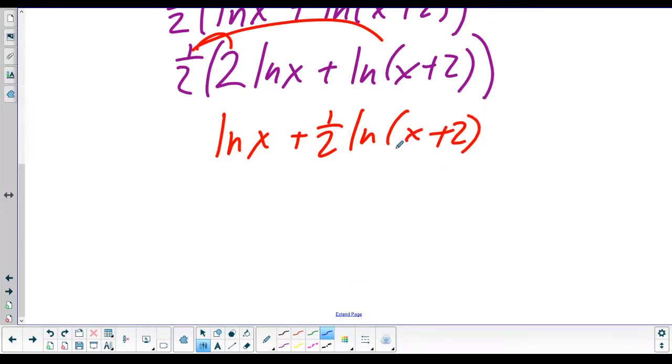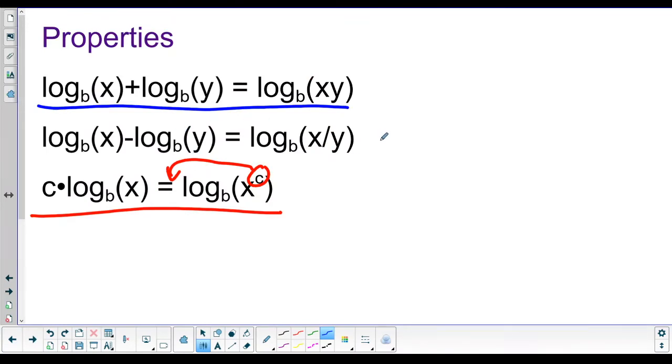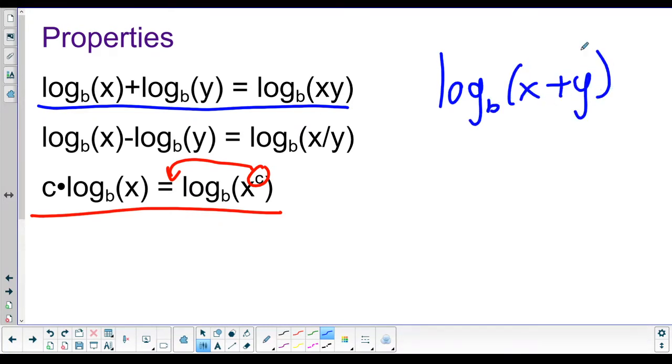Some of you guys are probably screaming at your screen right now, but Mr. Barton, what about this x plus 2? Let's go look at our properties really quick. Do you see on here a property that has log base b of x plus y, where the plus sign is inside the logarithm? Well, here's a plus sign, but it's not in the log, it's between the logs.